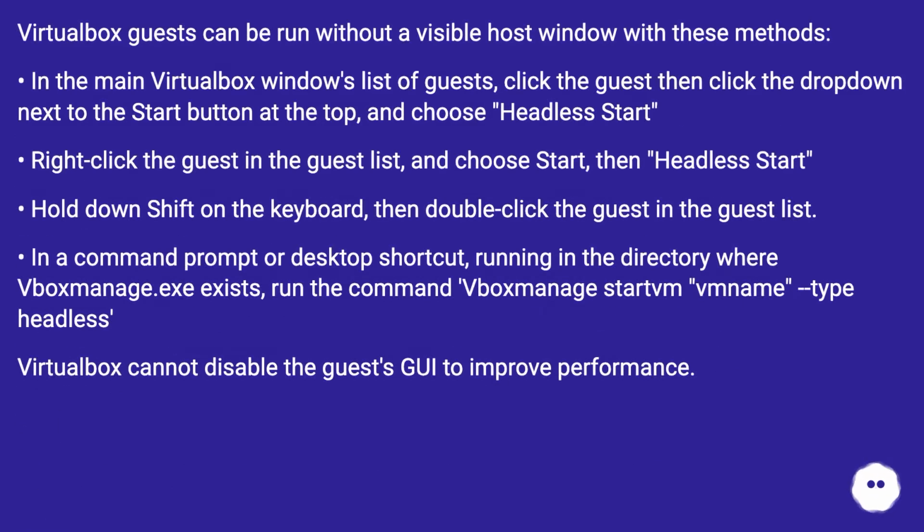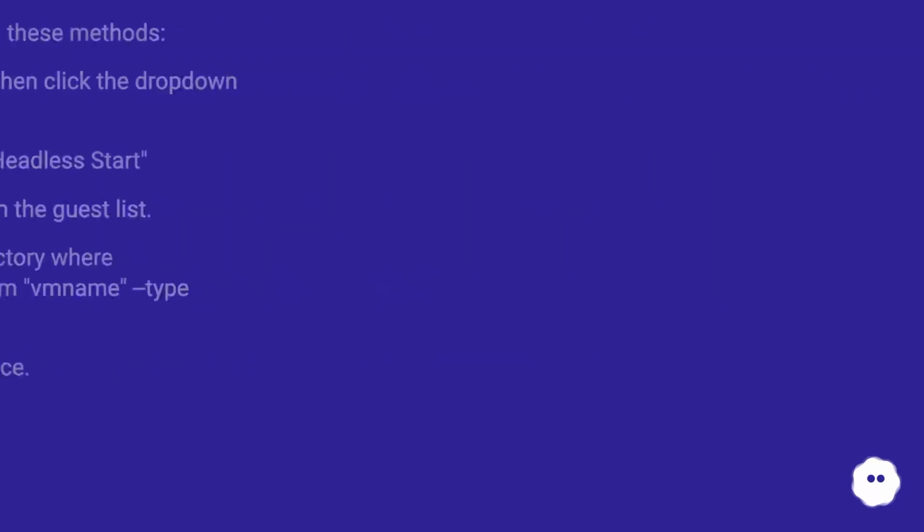VirtualBox guests can be run without a visible host window with these methods. In the main VirtualBox Windows list of guests, click the guest, then click the drop-down next to the Start button at the top, and choose Headless Start. Right-click the guest in the guest list, and choose Start, then Headless Start. Hold down Shift on the keyboard, then double-click the guest in the guest list. In a command prompt or desktop shortcut, running in the directory where VBoxManage.exe exists, run the command VBoxManage startvm name --type headless.